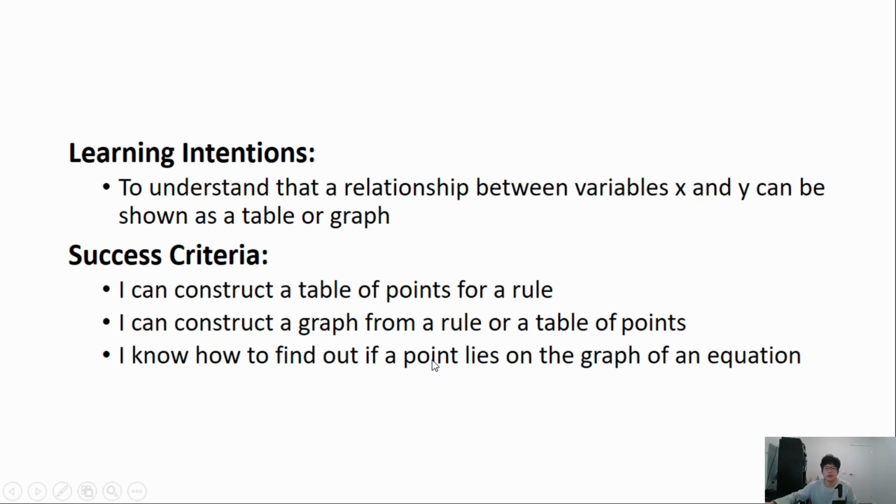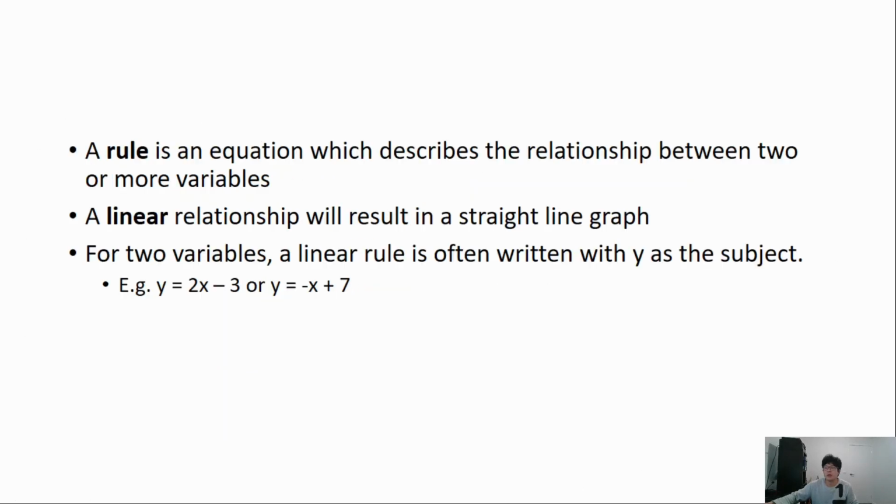So just pause the video here and take a couple of minutes to write these down. Alright, so let's start off by going through a couple of the key terminology of this lesson. The first is that a rule is an equation which describes a relationship between two or more variables. Also, a linear relationship will result in a straight line graph. So linear just pretty much means straight line.